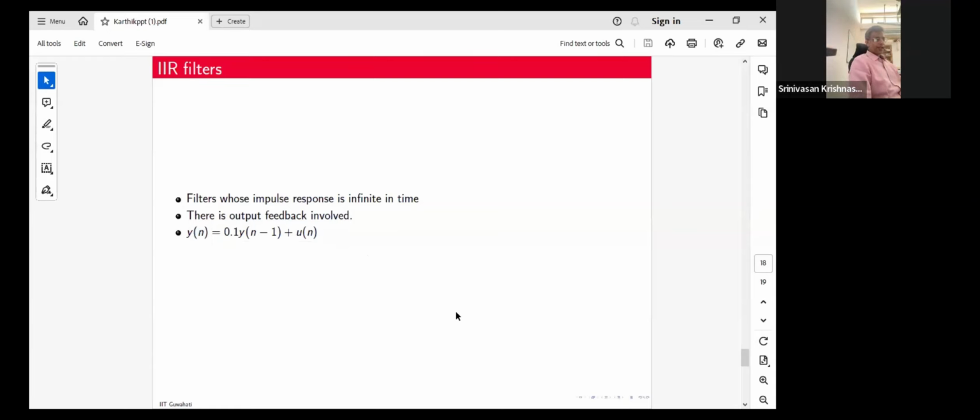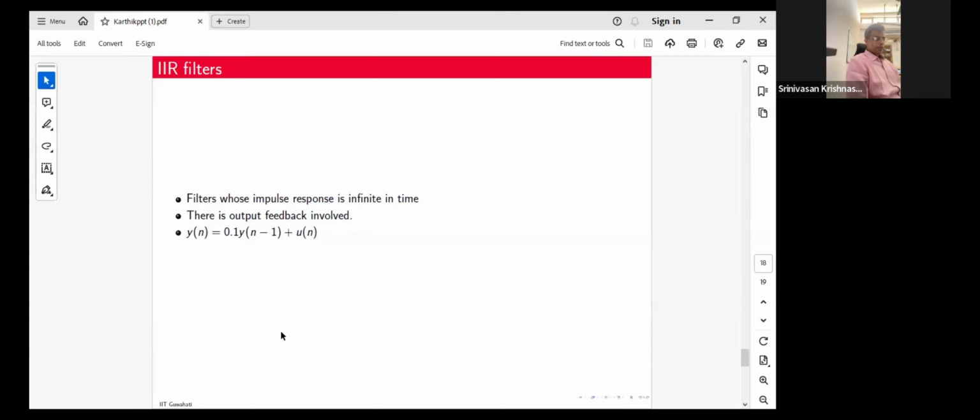What characterizes them? There is some amount of feedback that is needed for an infinite impulse response. That is, the output at time instant n depends upon the output at time instant n minus 1. And so your output depends upon past output. So whenever you have that particular characteristic, you would have an infinite impulse response filter.